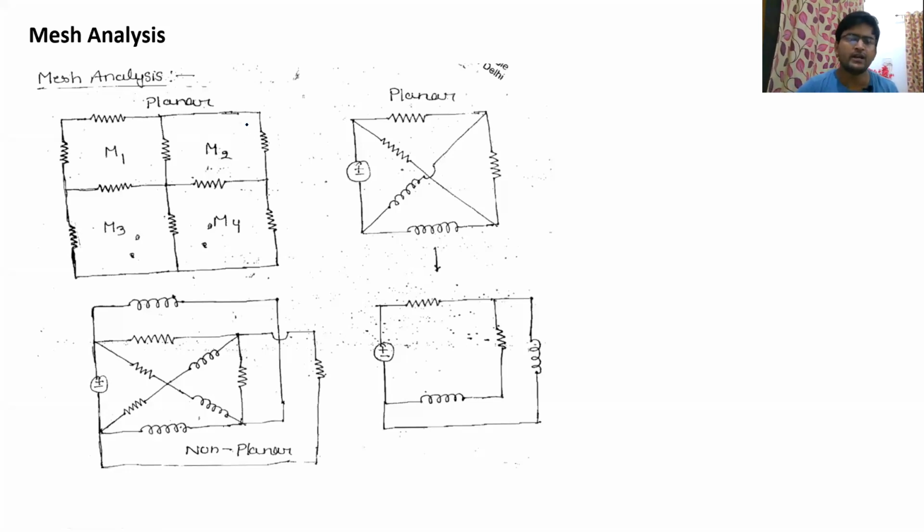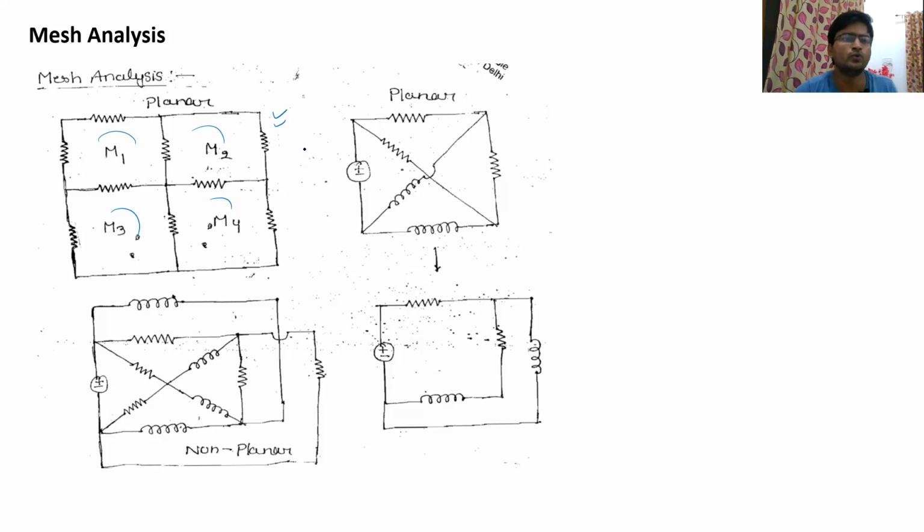So mesh and nodal analysis are the two techniques to solve for the voltage and current values in any given circuit. Here in the mesh analysis, what we do is we divide any circuit into multiple meshes or loops like this. And then we solve KVL equation in each of these loops. And then we solve these equations to find our voltage and current values.